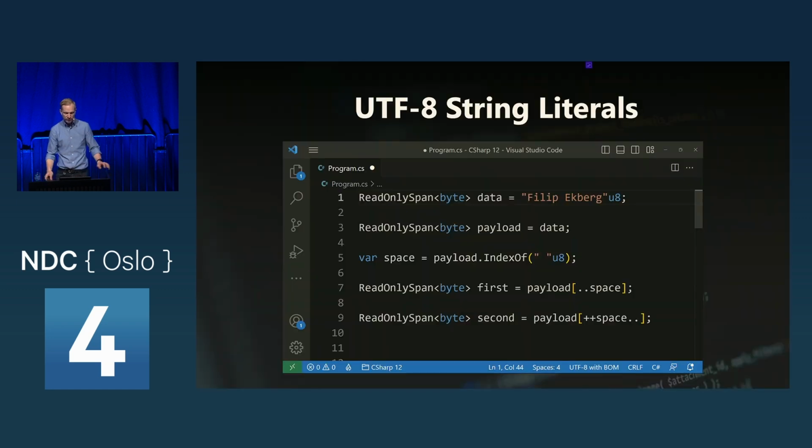Now, I've mentioned the raw string literals, or UTF-8 string literals. In this case here, I take my name, I convert that into a read-only span of bytes, and then I can say that based on this payload, I want to be able to then grab the index of the first space, where the index is also a UTF-8 space. And then I can use the range syntax together with slicing to say that I want to get my first name and the last name.